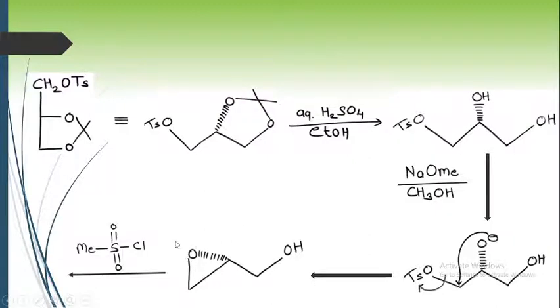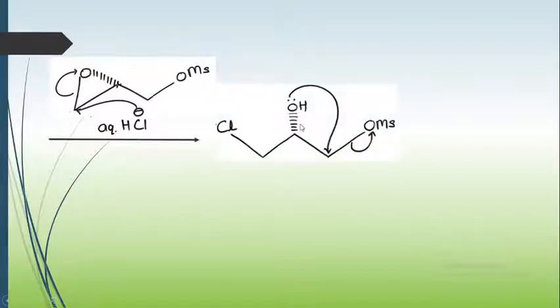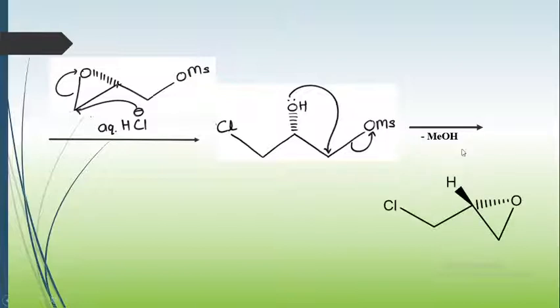When this epoxide is reacted with mesyl chloride, this OH is converted into OMs. By the action of HCl, the Cl negative attacks this carbon, and this oxygen abstracts this proton. We get this molecule, and after the removal of this, we get our desired molecule, that is the R-epichlorohydrin. This is the overall synthesis for the R-epichlorohydrin.